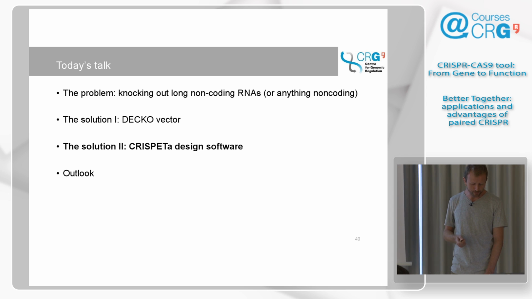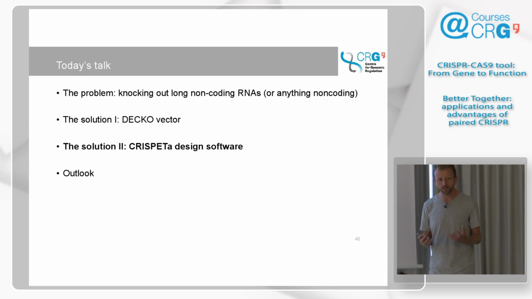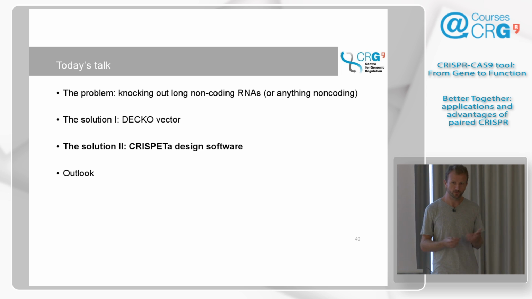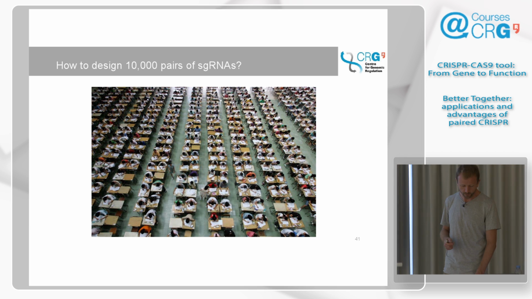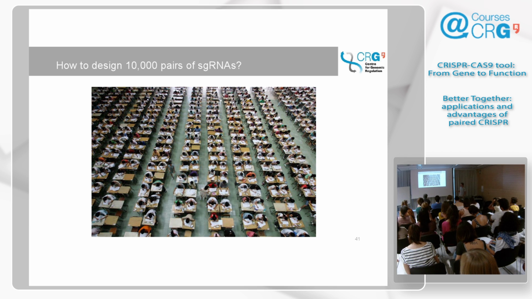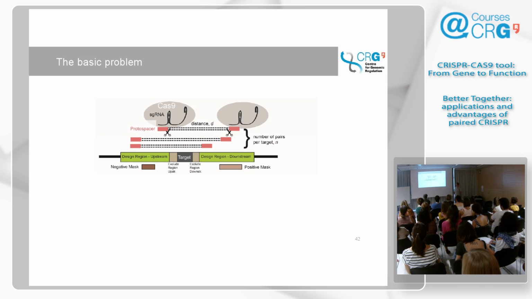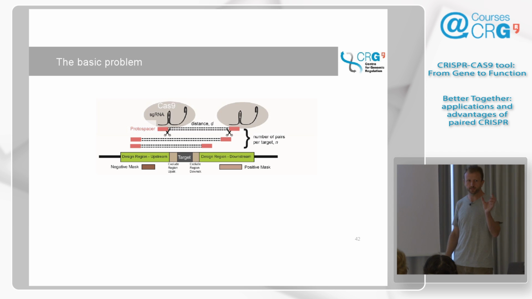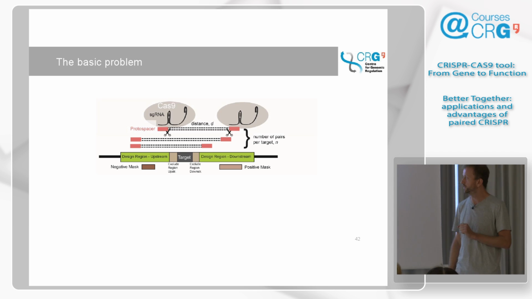But we realized that, although there are so many different software packages for designing guide RNAs, there was nothing suitable for designing pairs, which was very surprising. So that's what we did with my student Carlos. It's a problem not only designing pairs of guide RNAs, but how to design thousands of pairs of guide RNAs. To put the problem more formally, you have your target region, your enhancer or whatever you want to study, and you want to make large numbers of these pairs. Each of these is a protospacer, the 20 nucleotides which is what you're going to clone into your DECO.